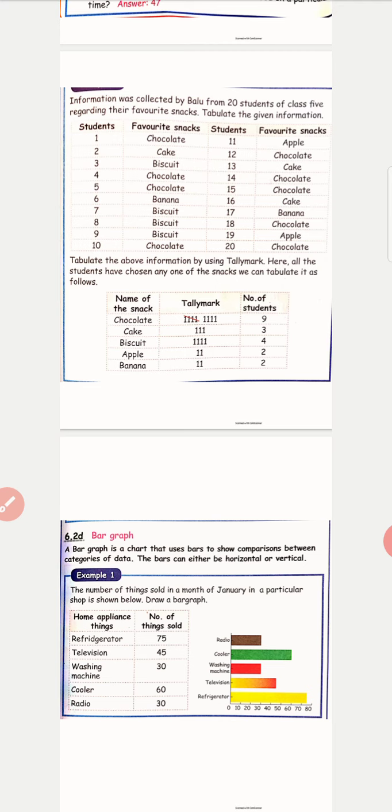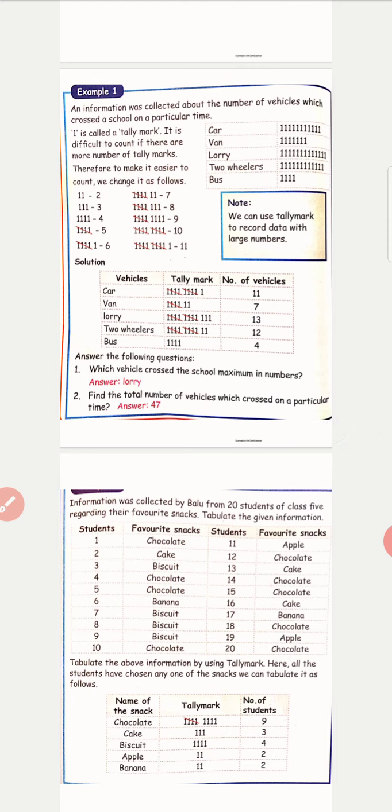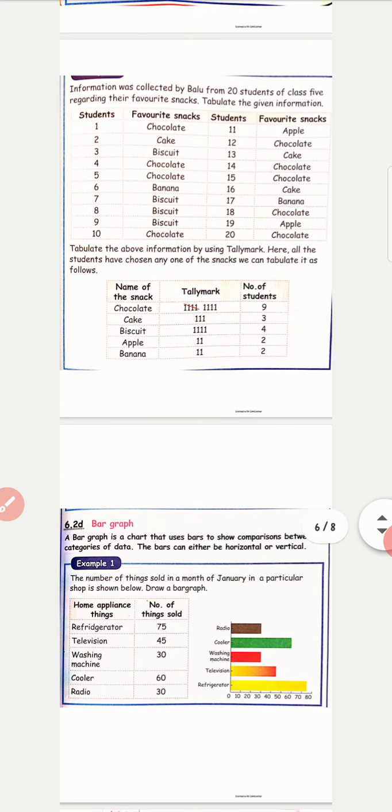Chocolate: you see the table column, how many students like chocolate? One, two, three, four, five, six, seven, eight, nine. So you put the tally mark, first up to five. Four strokes you put, next you cross the line, that is five. So next four means you put four single strokes. If you have a doubt, you see the previous sum. So you put the tally mark for nine.